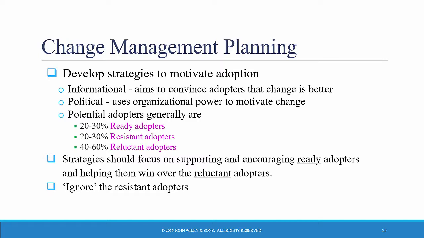Reluctant adopters are apathetic and tend to go with the flow. Enlisting the ready adopters and garnering their enthusiasm can strongly influence the reluctant adopters to go with the change. Resistant adopters often cannot be influenced, so focus change management plans on the groups that we can successfully influence.